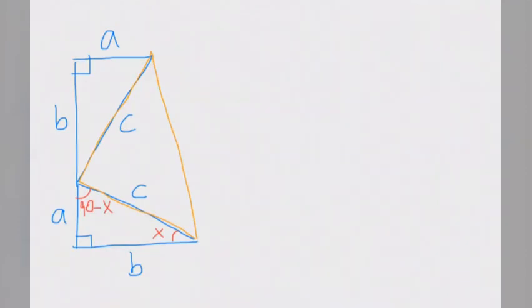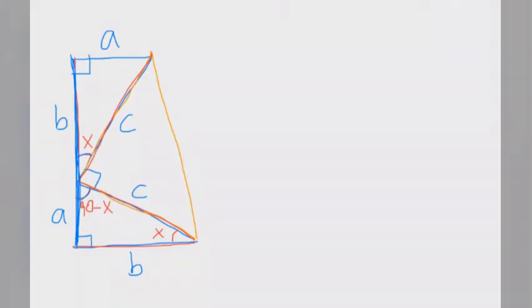X is between B and C, so B and C here, that means X is here. This line here has an angle measure of 180 degrees, and right now x plus 90 minus x equals 90, so this angle has to also be 90. So this orange triangle is a right triangle.